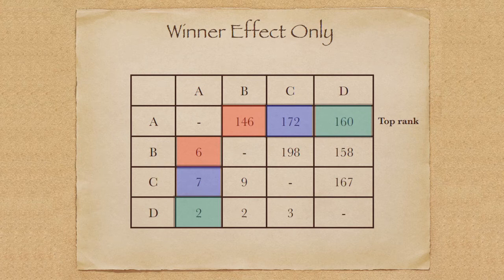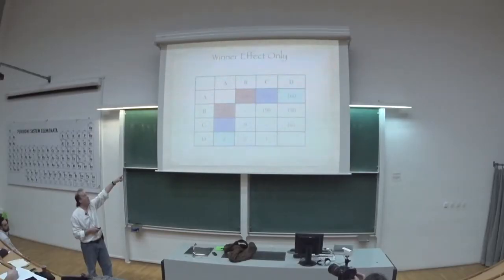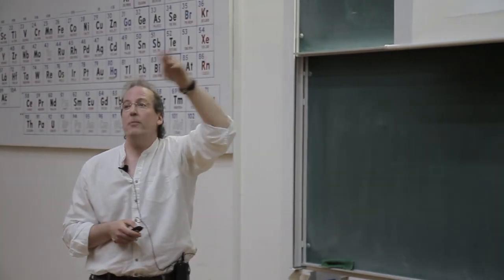I'm always making the top-ranked individual A. So in this case, A is the top-ranked individual, because it beats up B 146 times in that red box, and B only beats it up 6 times in that other red box. A beats up C 172 times in that purple box, but C only beats up A 7 times. And the same for D. A beats up D all the time in that little light blue box at the end, 160 times, but D only beats up A 2 times. So A clearly is the top-ranked individual. It wins way more often than it loses when it interacts with everybody else.